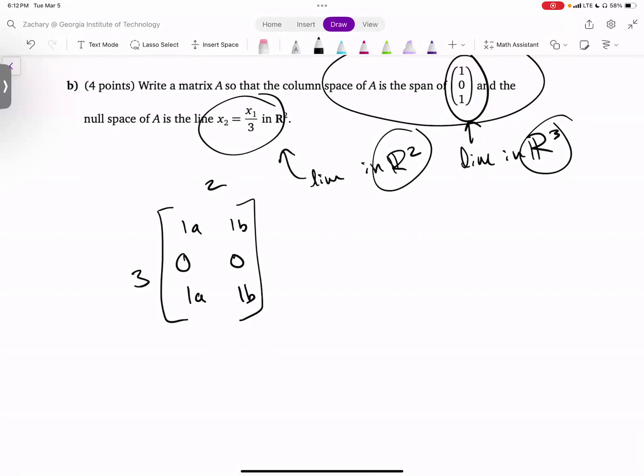We have a pretty full matrix as it is. We would get pretty close. But now we need to talk about the null space. So if x1 over 3 is equal to x2. Does this look like how we normally like to solve these problems?